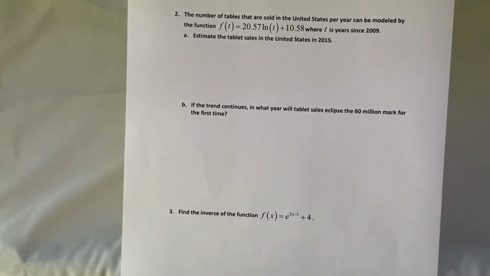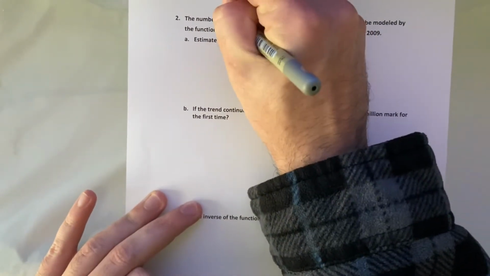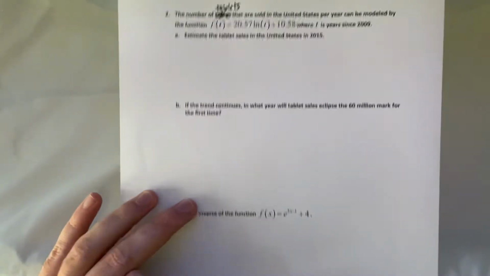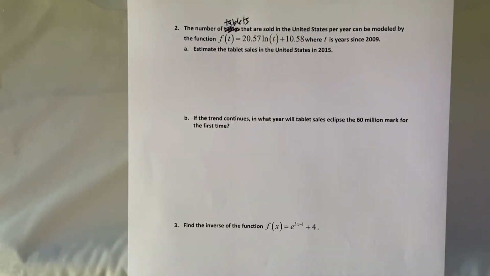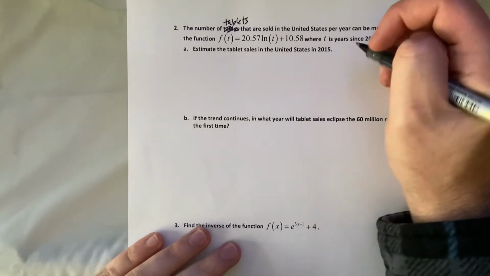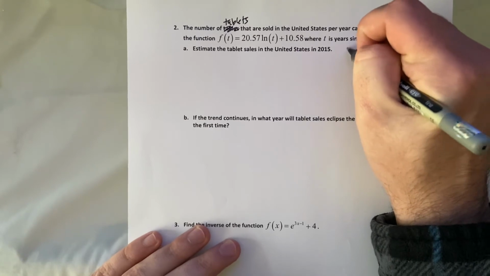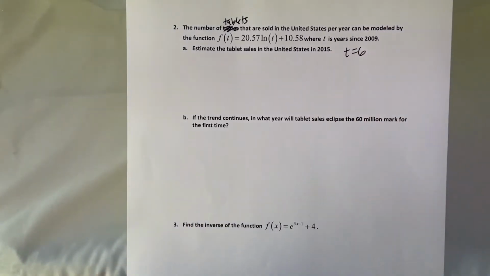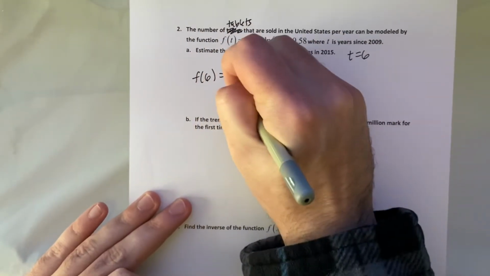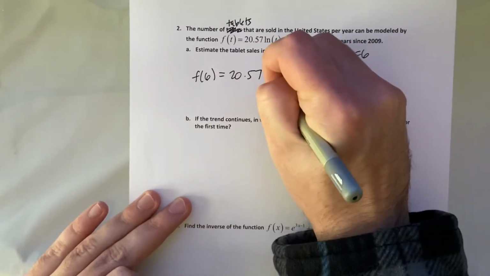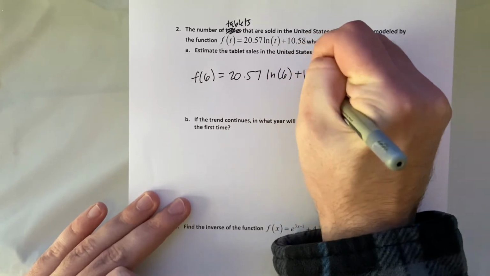The number of tables, we'll go with tablets, which is what it's intended to be. The number of tablets that are sold in the US per year can be modeled by the function f of t equals 20.57 times the ln of t plus 10.58, where t is years since 2009. Estimate tablet sales in the year 2015. Well, this means t equals 6 because 2015 is 6 years since 2009. So f of 6 means I'm just plugging in 6. 20.57 times the ln of 6 plus 10.58.